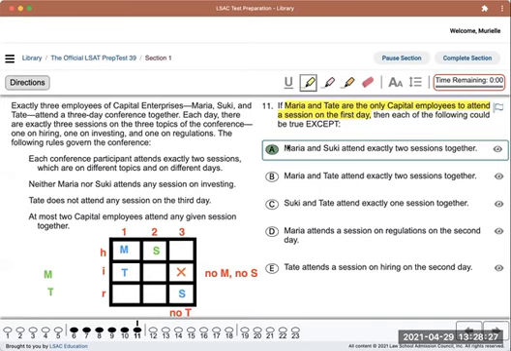So yeah, it's not possible for M and S to attend two sessions together. M and T definitely could, right? They could attend the same session on the first day, and then they could attend another session together on the second day. S and T could still attend one session together because I could put T in with S. M could attend a session on regulations on the second day as long as M attends hiring on the first day, which is possible. And T hiring on the second day, yeah, as long as it doesn't attend hiring on the first day, no problem there. So yeah, A is the correct answer.